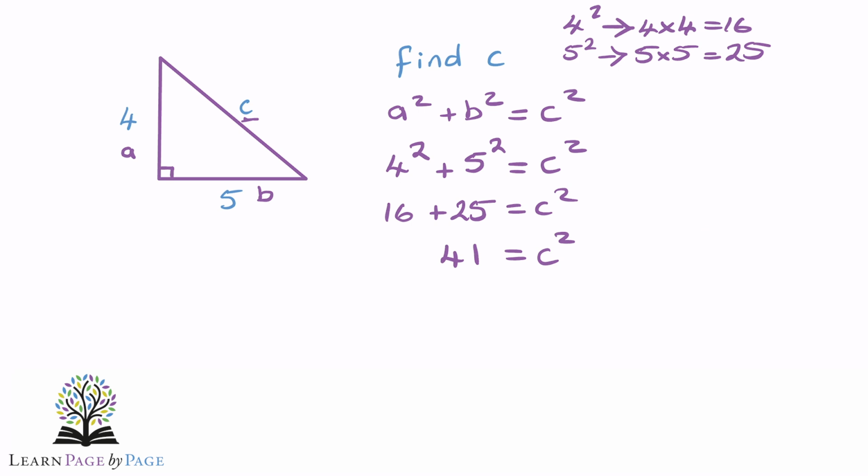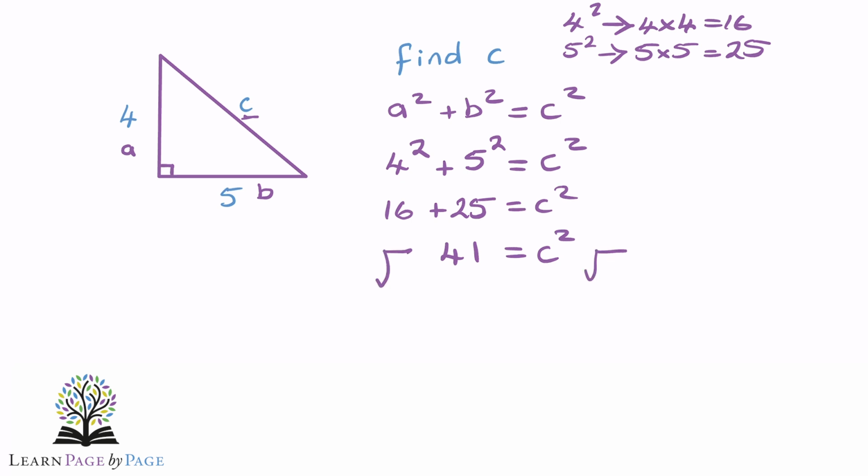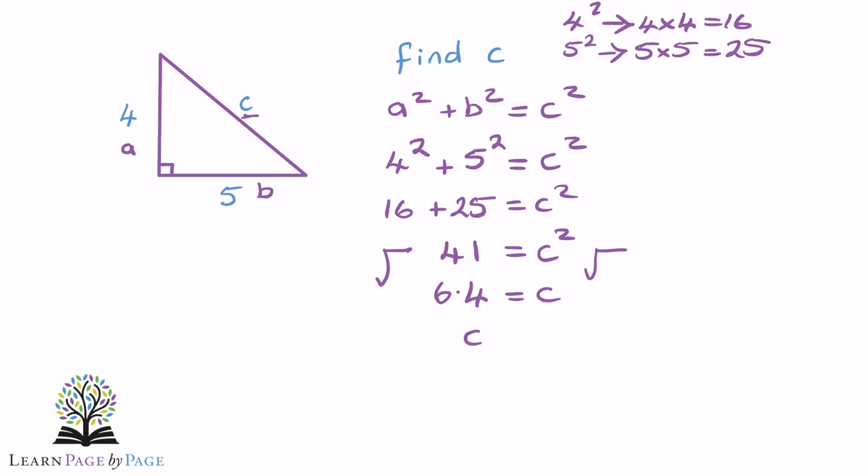Well, it's always a good idea to let the examiner know what you're doing. Take the square root of both sides, and the square root of 41 is 6.4 to 1 decimal place, and that equals c. You could write it round the other way, c equals 6.4, but it doesn't matter what way round you write it, it means exactly the same thing, but this is nicely presented for the examiner. Let's move on to another one.